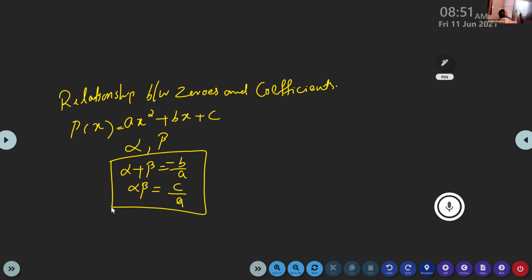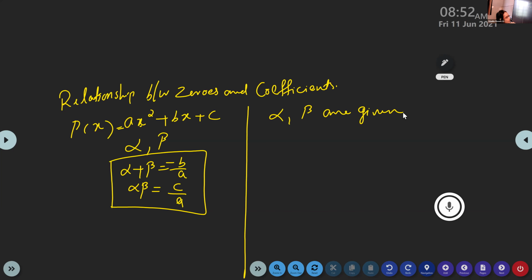What is a? A is the coefficient of x square, b is the coefficient of x, and c is the constant. Alpha and beta are the zeros of the given polynomial. Then the sum of the zeros, alpha plus beta, equals minus b by a, and alpha beta equals c by a. Next, suppose the zeros, alpha and beta, are given. How can we form the polynomial?